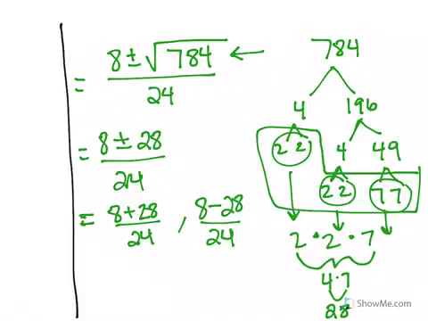When we do the math, 8 plus 28 equals 36 over 24. 8 minus 28 is negative 20 over 24. And these 2 fractions can also be simplified. That's a really bad comma. Let's fix it so it's obvious. Alright, so we're going to go ahead onto the next page and we're going to simplify these fractions.